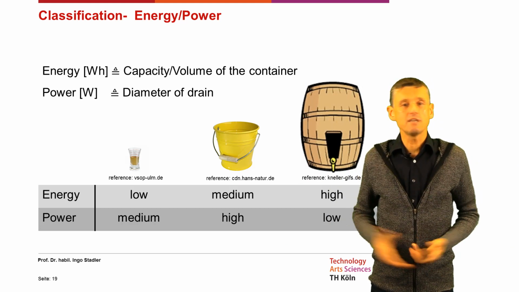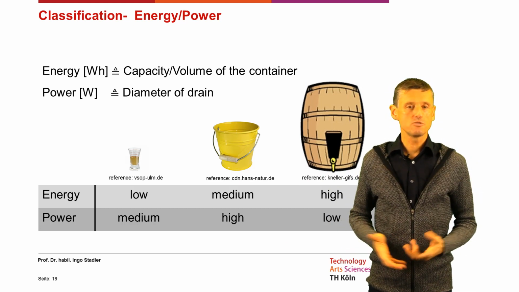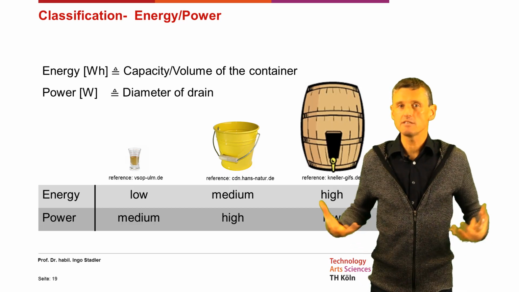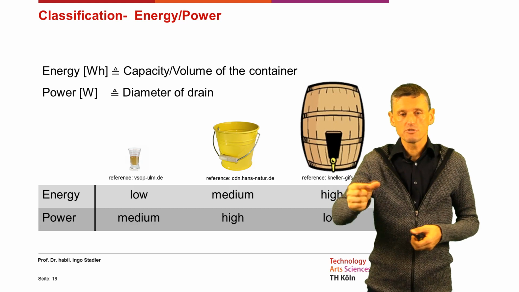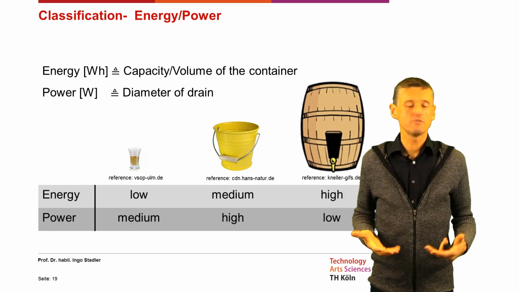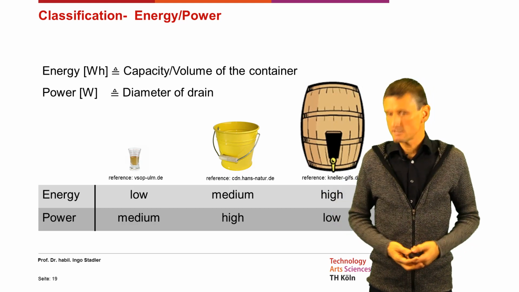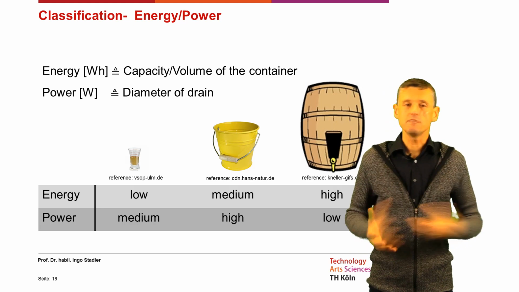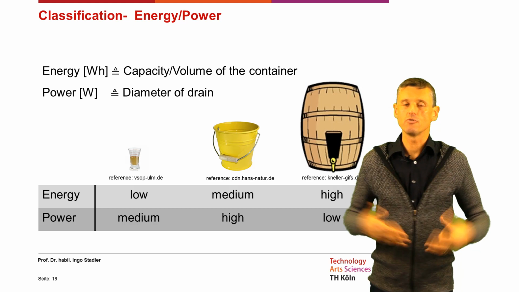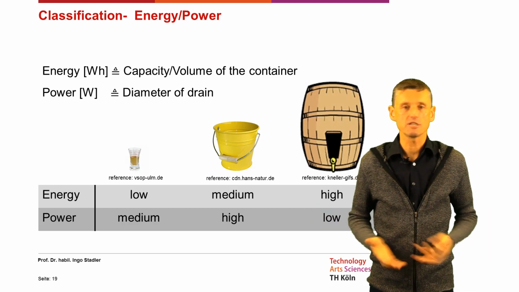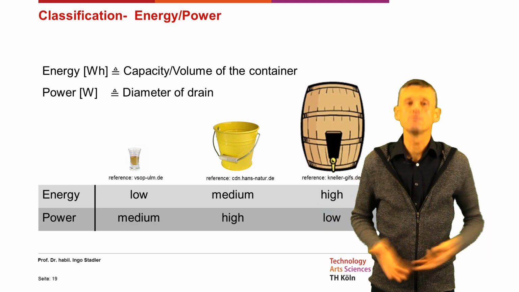And on the right side we have a barrel, and that is the one with the highest capacity, the highest energy content, but the drain is very small, so the power that we could release from a storage like that is very small. And the same comparison, but not with water, we can find with all the energy storages we just have distinguished from a physical state.